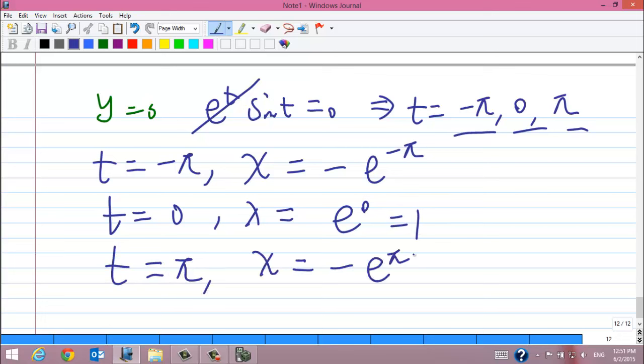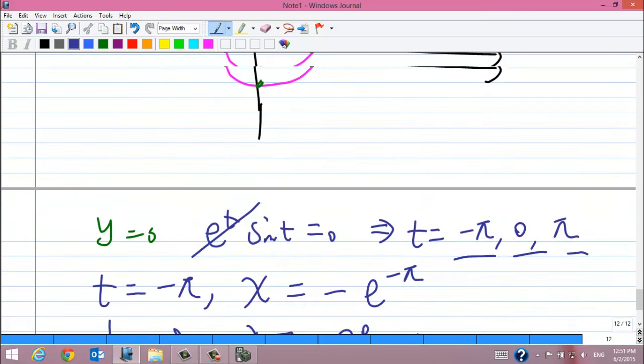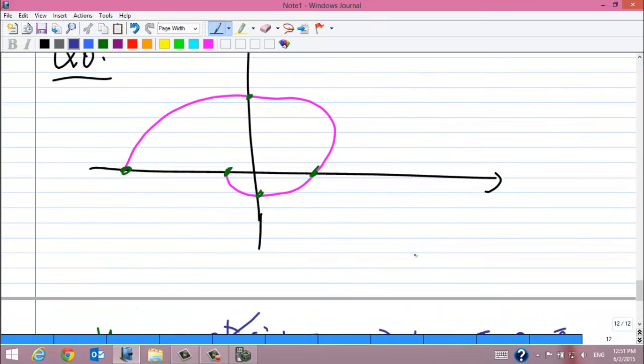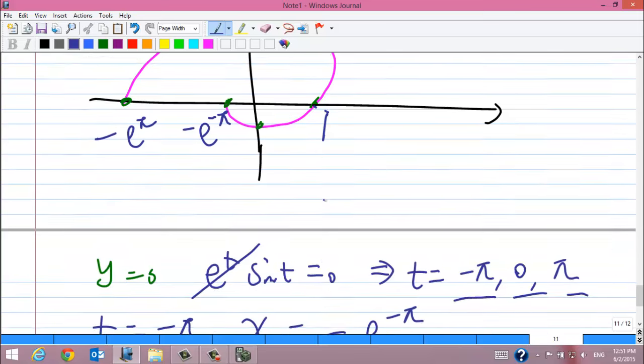Okay, so based on here, we will plot. So now we should know this point is e^(minus pi). This is e^pi. This point is going to be 1. Right? Okay. So now we need to find the y intercept.